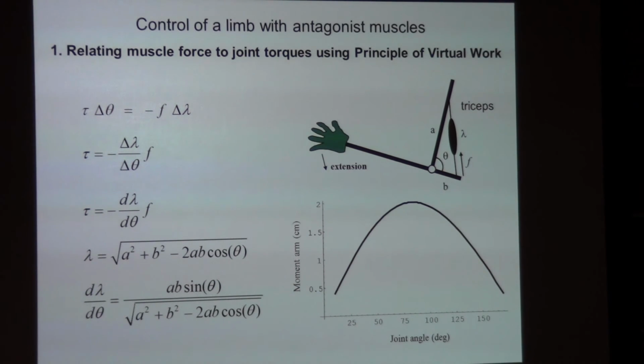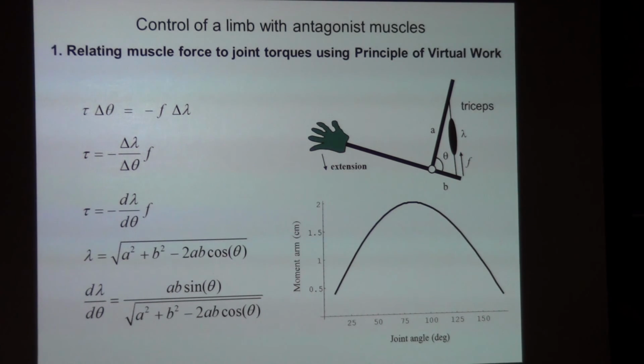Okay. So this is the same as a moment arm. This is just a fancy way of writing what a moment arm is, and basically, that's this length, perpendicular to this length here. If you plot d lambda d theta as a function of theta, you see that it has a maximum value at 90 degrees, which is the angle that gives you the maximum transformation from force to torque.